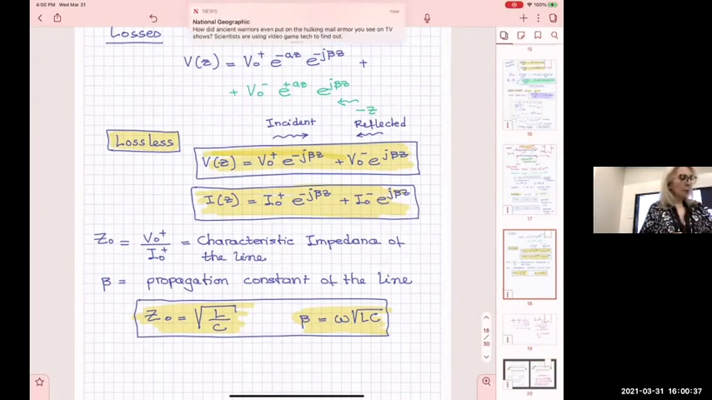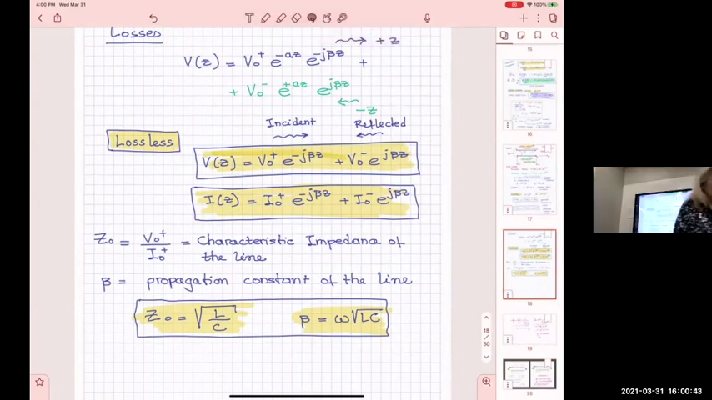There is one more parameter, which we're going to use quite a bit, called the characteristic impedance of the line. The characteristic impedance of the line is nothing else but the ratio of the positive incident voltage divided by the incident current. So look at this, and we are going to come back and do problems on Monday. We have a problem solving session, so please come with any questions you have.